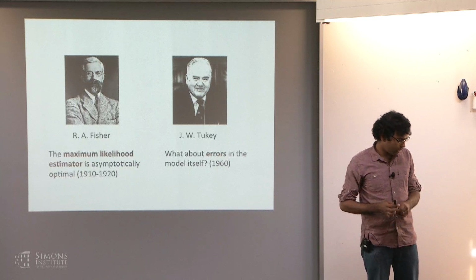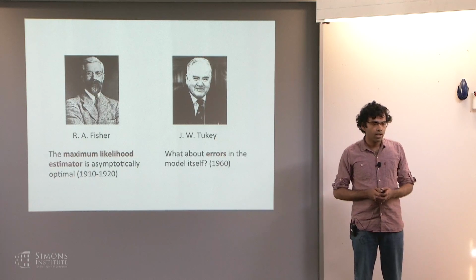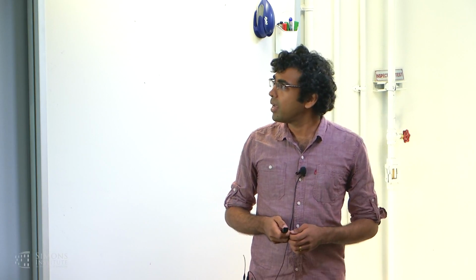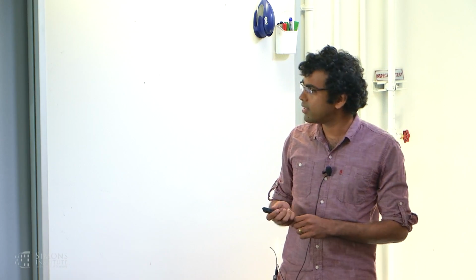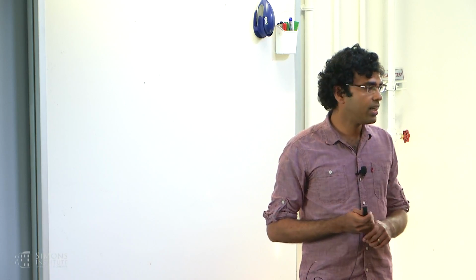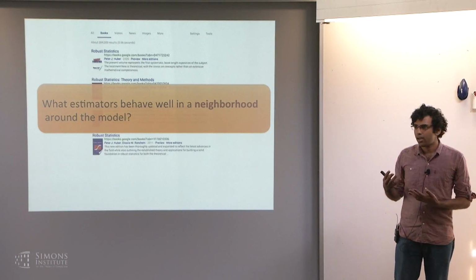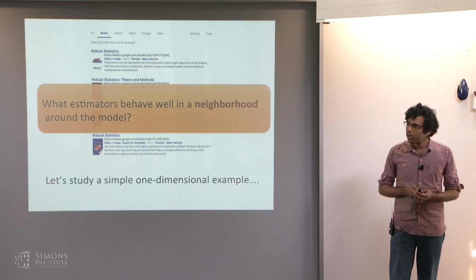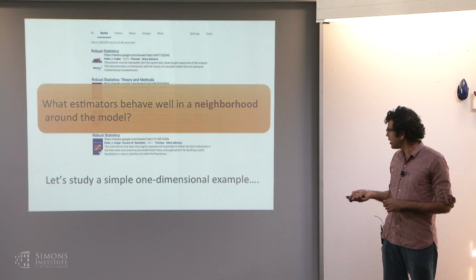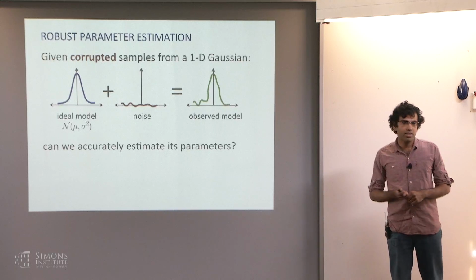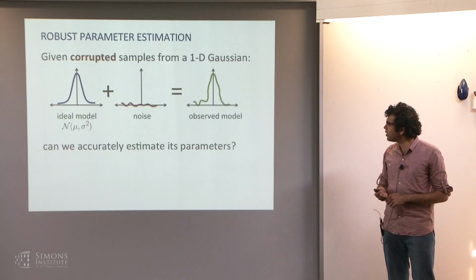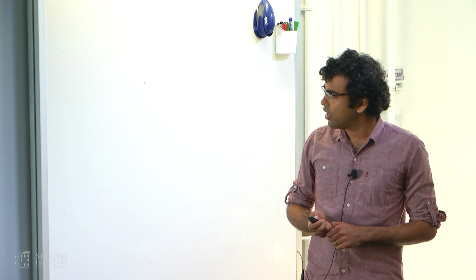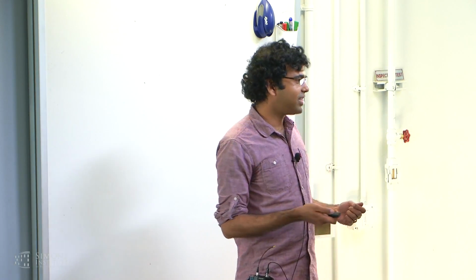Later, Tukey asked, what if there is error in the model? This resulted in a whole field called robust statistics. And there are many books now written in this field. And the central question studied can be summarized as how do estimators do well in a neighborhood of the model? Let's consider the 1D example again. Suppose we have Gaussian samples, but now corrupted by some noise. Can we accurately estimate mean and variance?